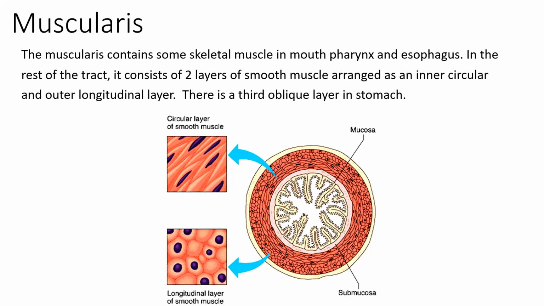There is a third layer of smooth muscle, generally found only in the stomach. And that is, again, to give us the ability to churn our food around.